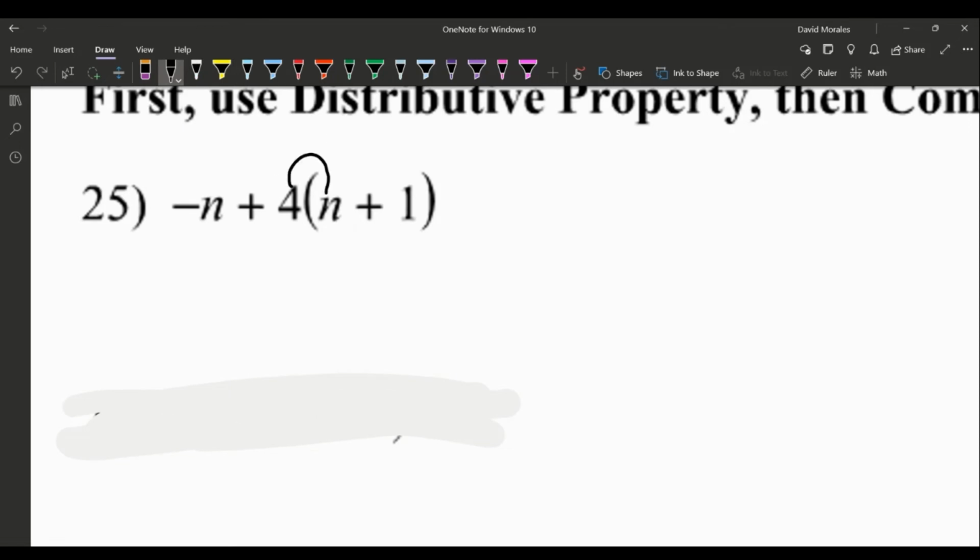So when we distribute, remember that this right here is in front. So we're going to drop that first. 4 times n is 4n. 4 times 1 is 4. Now I've got some like terms. All right, so negative n plus 4n is 3n plus 4.